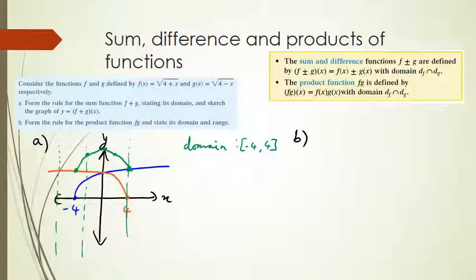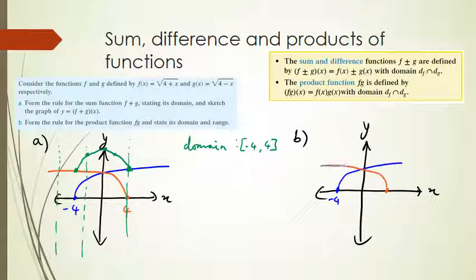Part B. Form the rule of the product fg, and then state its domain and range. Do the same thing. Sketch the two graphs. We know what they are now. Oh, that's a bit crooked. Try that again. Alright. So remember, it's only where they intersect as well, which you can see above. So it goes from there to there.